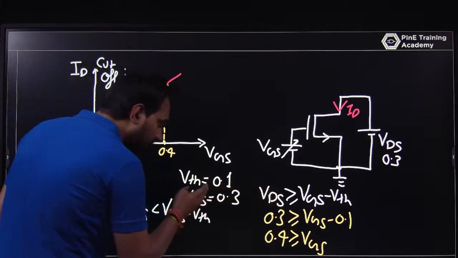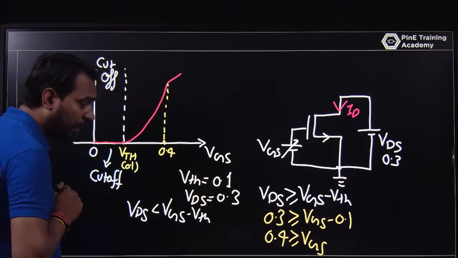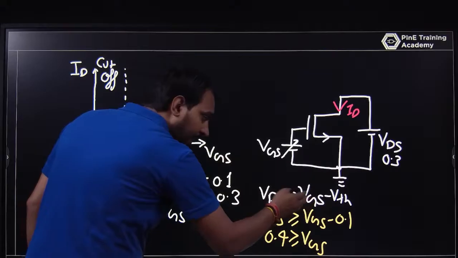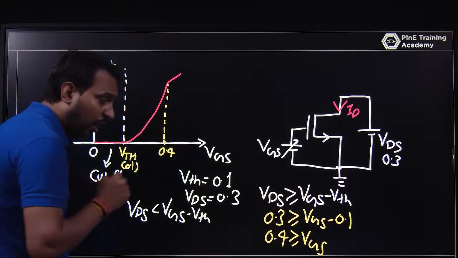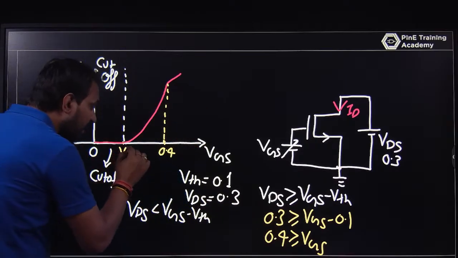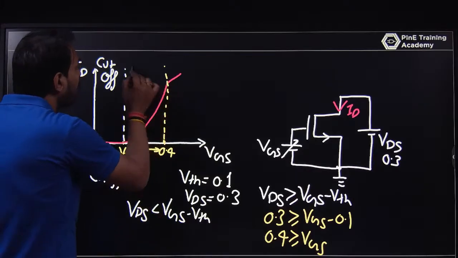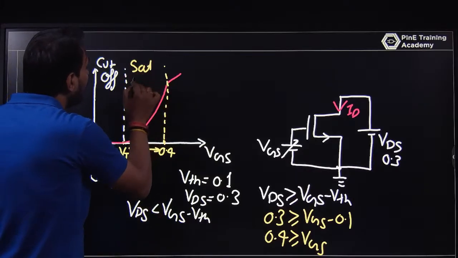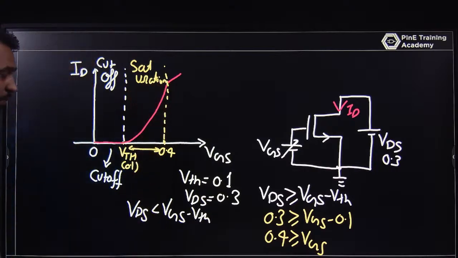So if this is the value, VTH is 0.1, VDS is 0.3, and you are thinking that if you are using that saturation condition, VGS should be less than 0.4. In between this range, this is the point where the MOSFET is in saturation. Yes, everyone, please understand this part.